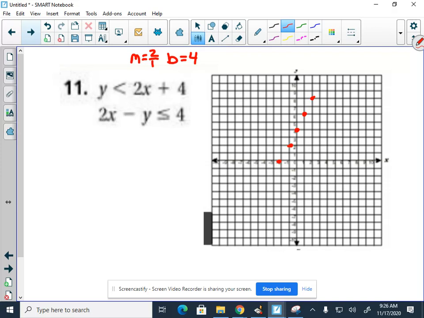But what I have to decide is it a dashed line or a solid line? Which one is it? It's dashed because it doesn't have the equal to.